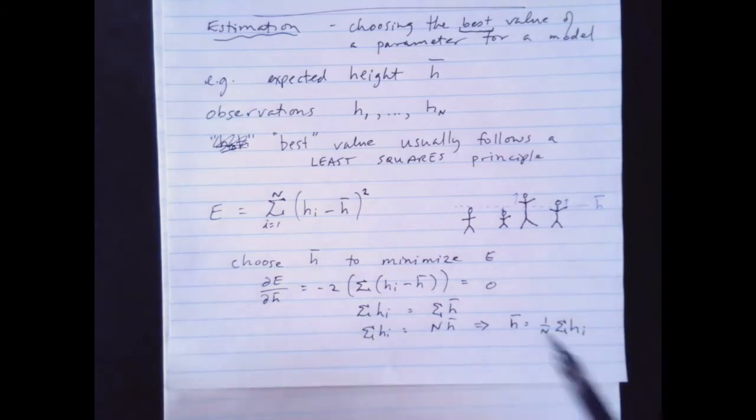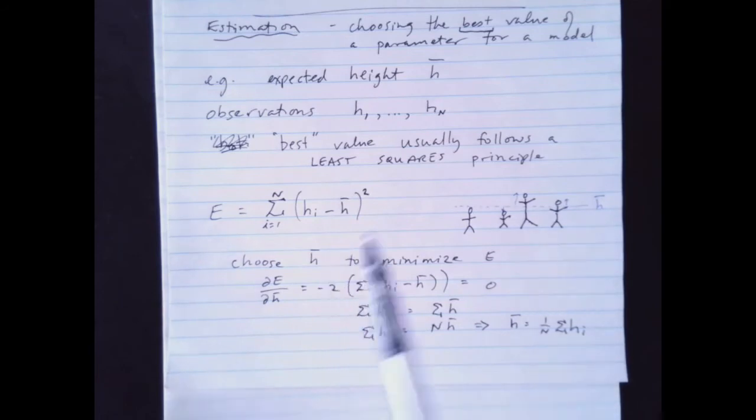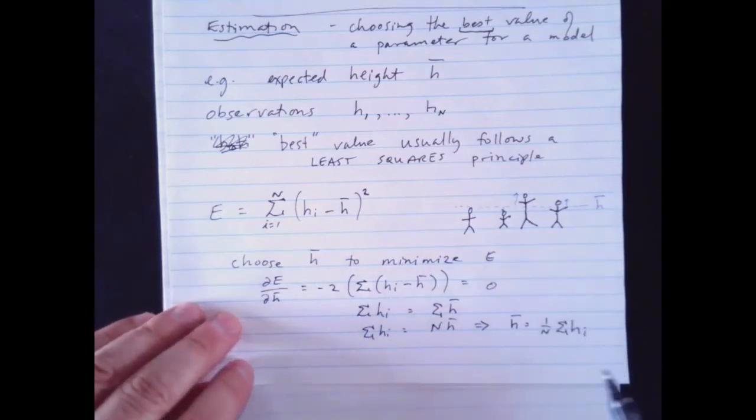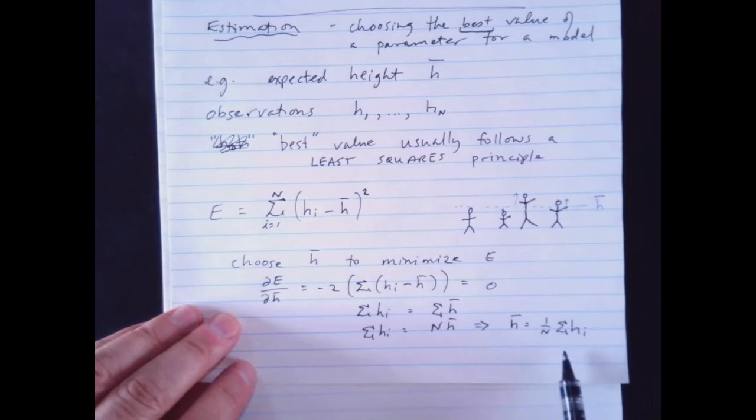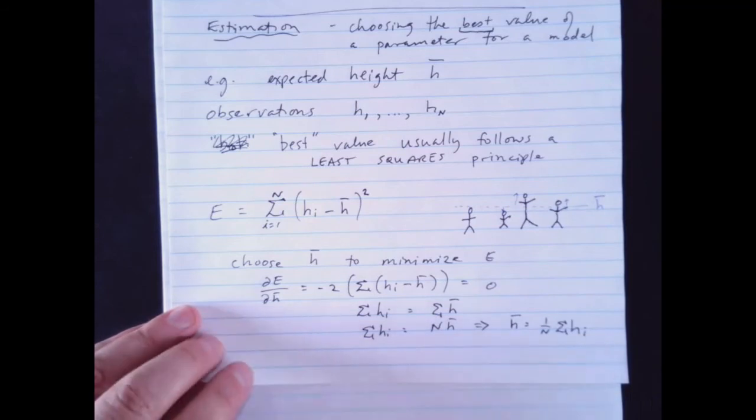Why do we use that formula? Well, because it solves the least squares problem. We add up the sum of the squared errors around our estimate. We minimize the sum of the squared errors, and in this case it gives us that formula for the average.